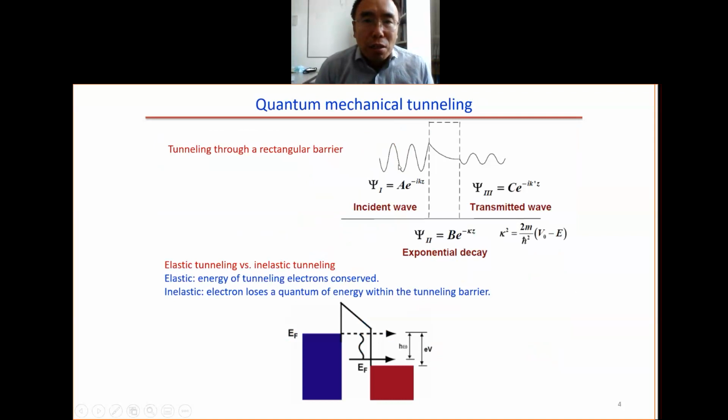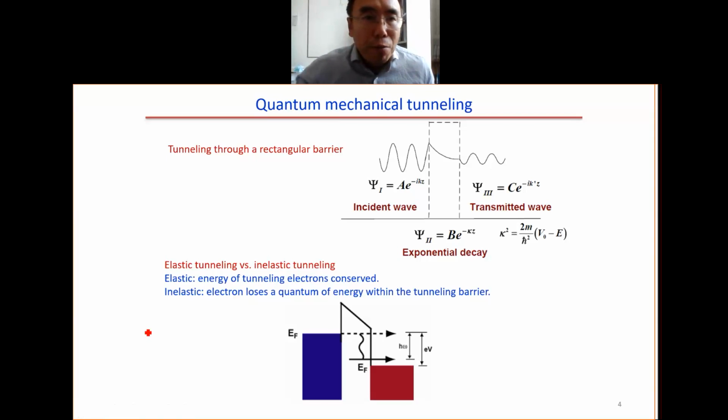For the tunneling, this is the scanning tunneling microscope. This is a simple principle of the tunneling process. On the left side, we have this plane wave. On the right side is also a plane wave. Inside the tunnel barrier, this is the barrier, inside the barrier we have this exponentially decaying wave.